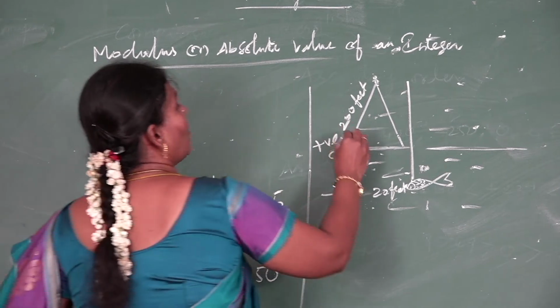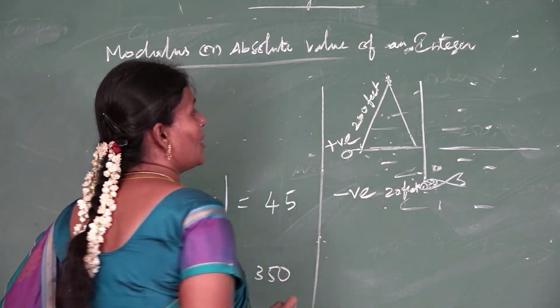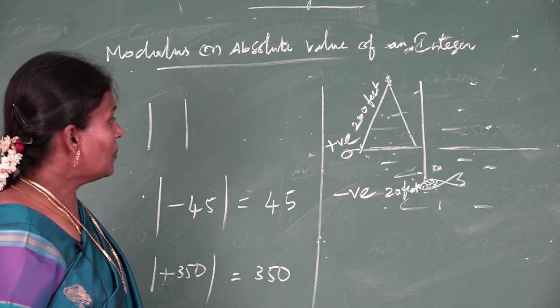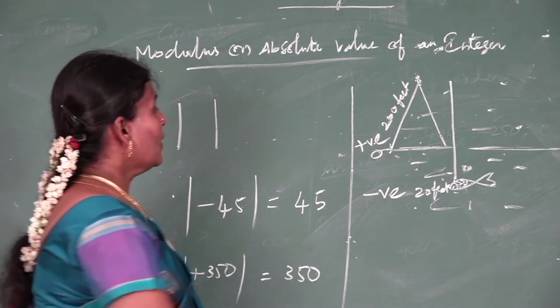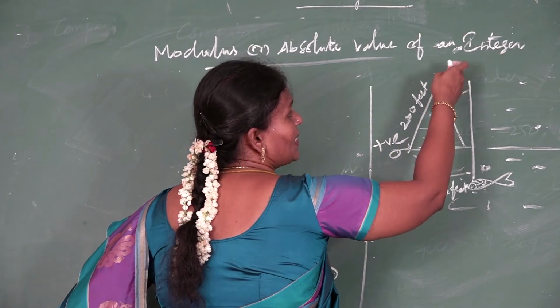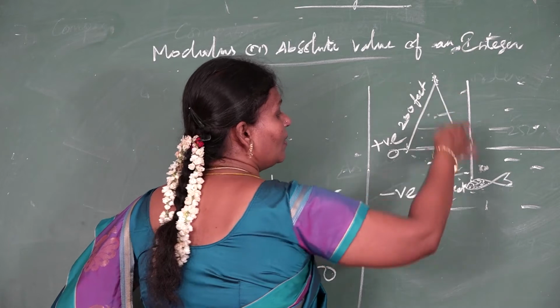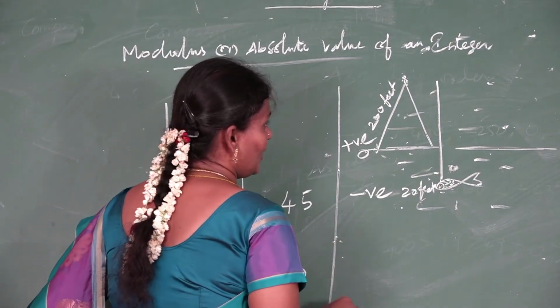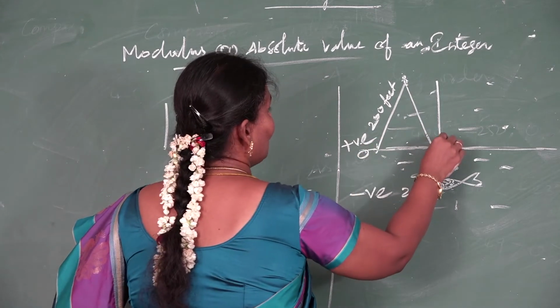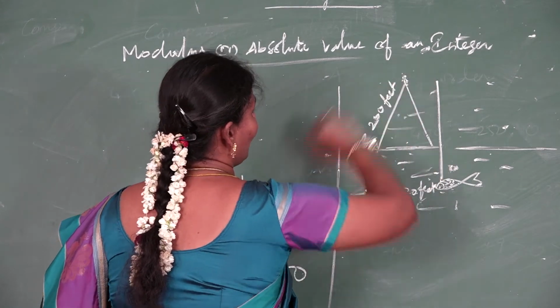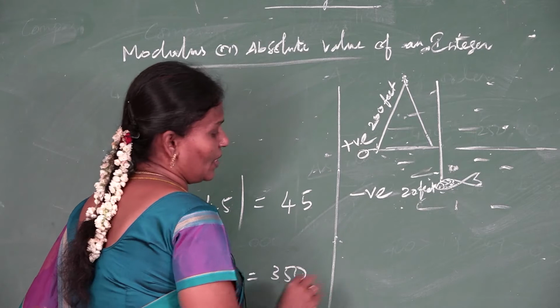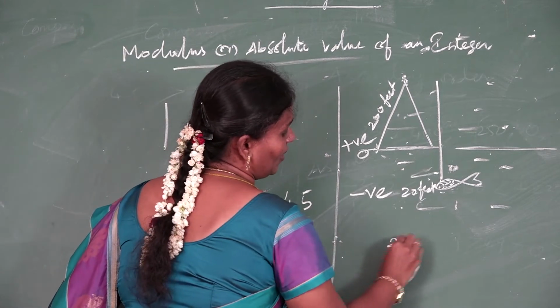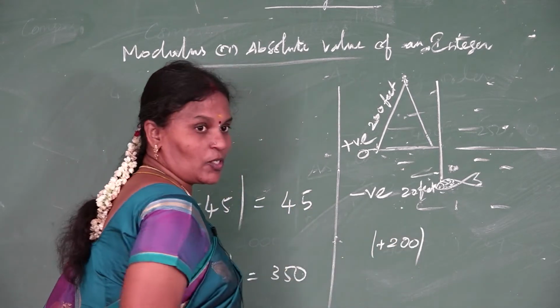So here, above the sea level, 200 feet is plus 200. Okay. So now you have to find out the distance between the man and the fish. So how do you find that? From the sea level, the man is 200 feet above, so you have to take plus 200.